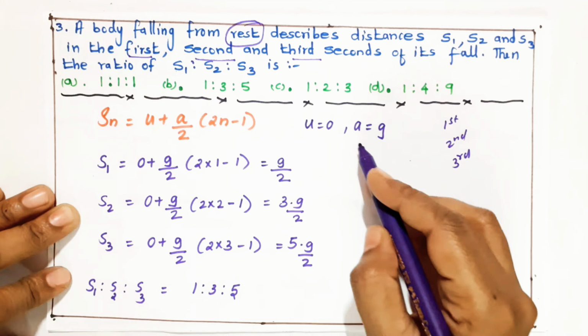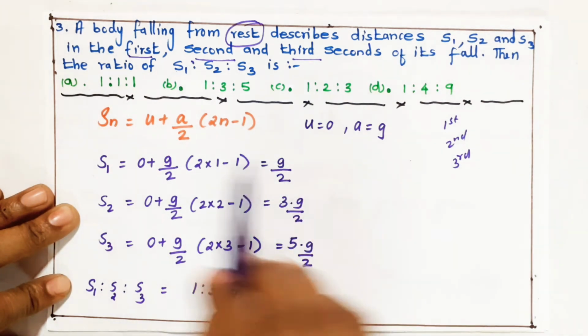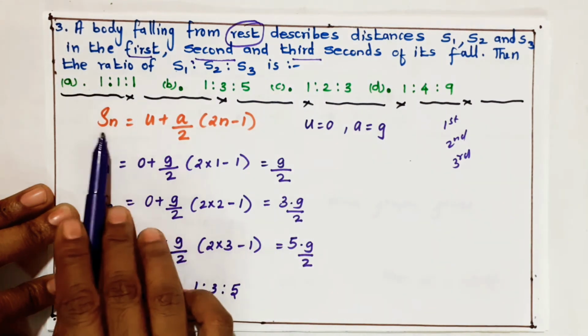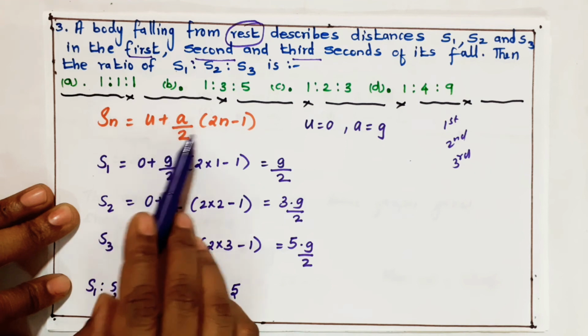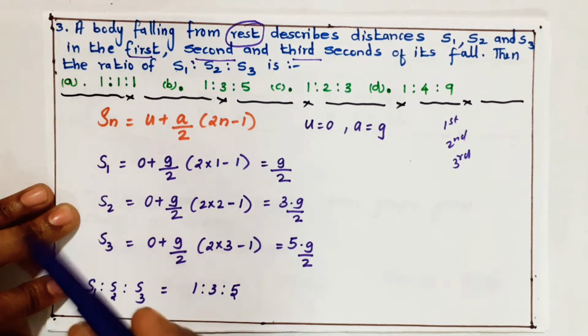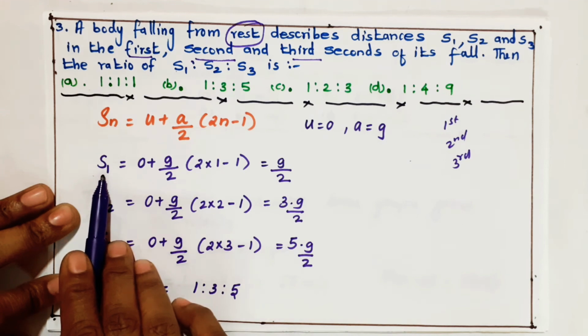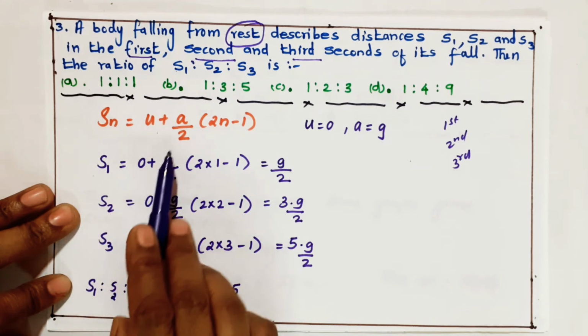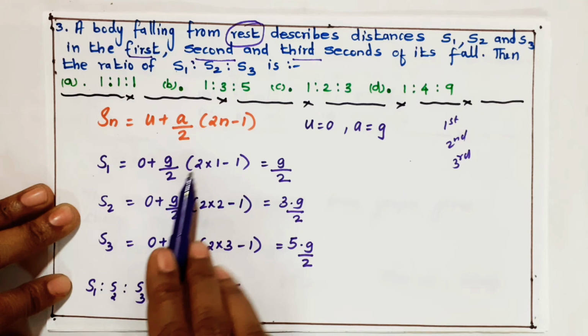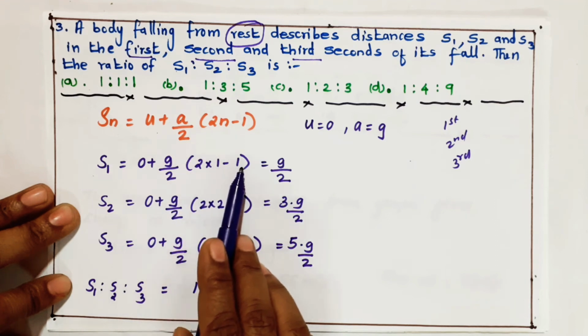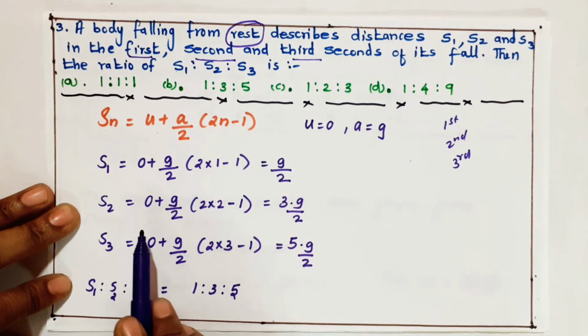So we are taking A as G. So I am substituting here Sn equals U plus A by 2 into 2n minus 1. Sn or Dn, no problem. So first I am substituting n as 1. U is 0 plus A will be G by 2 into 1 minus 1. So it is G by 2.